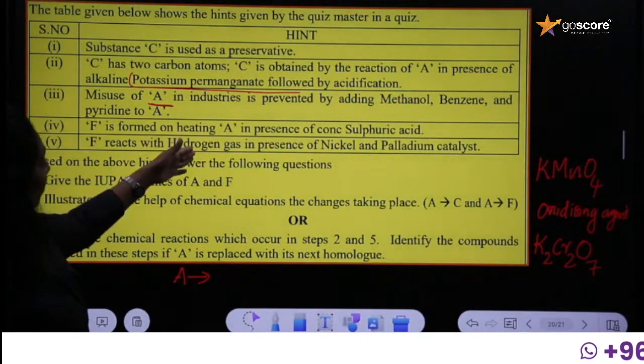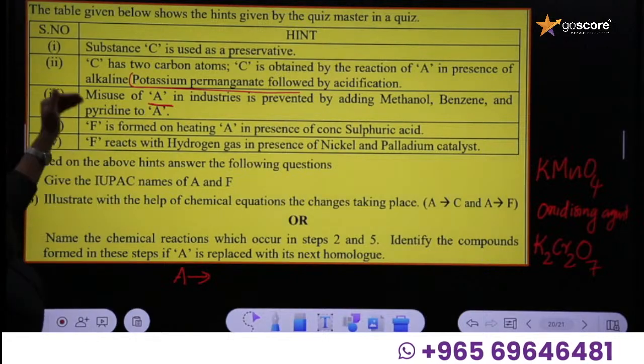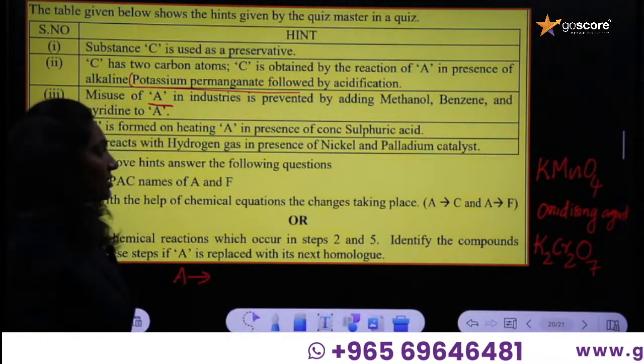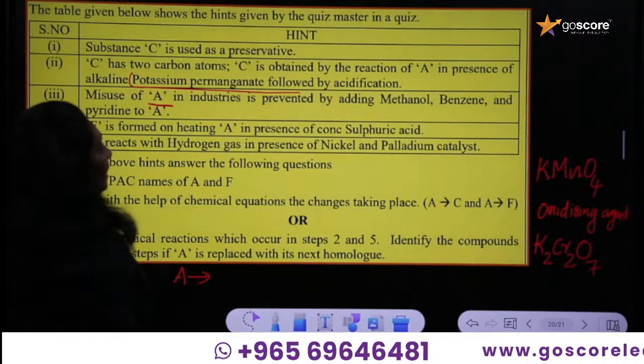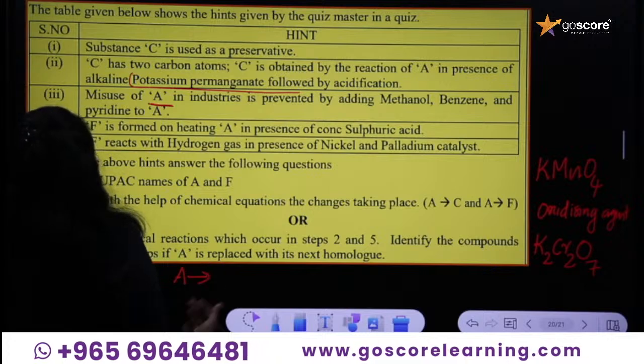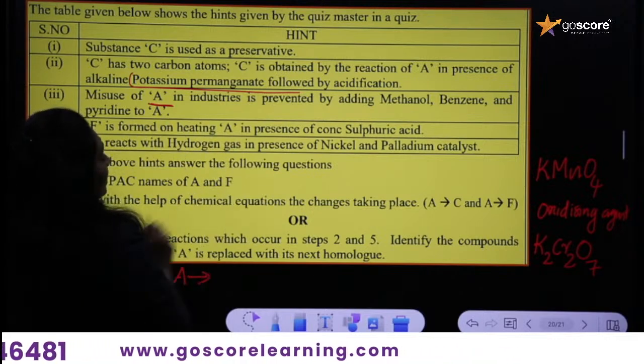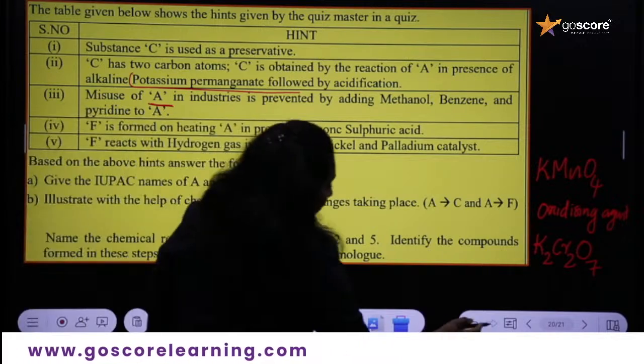Now come back to the question. F is formed when heating A in presence of concentrated sulfuric acid, and F reacts with hydrogen gas in presence of nickel and palladium catalyst. Now we can find out easily A and C, F, etc., right? Because when you heat A in presence of concentrated sulfuric acid, you are getting F.